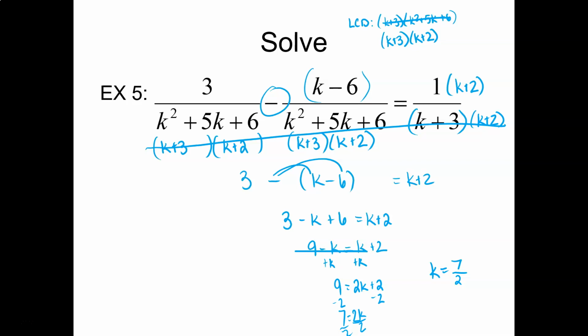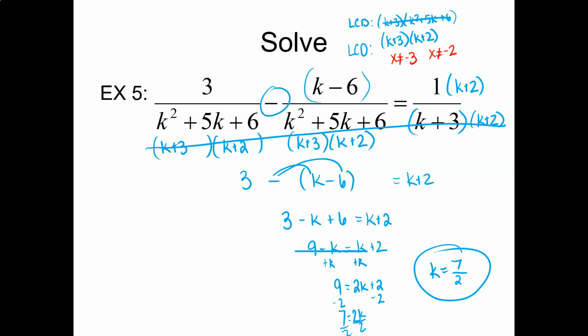Yes? How would you find the excluded values? Excluded values, use the factored form of your least common denominator. And so, we should have done this from the beginning, but x cannot equal -3, and x cannot equal -2. So don't worry about the longer part, because when you factor it, you've broken it down. And neither one of these is an excluded value. So 7/2 or 3.5 is our answer.